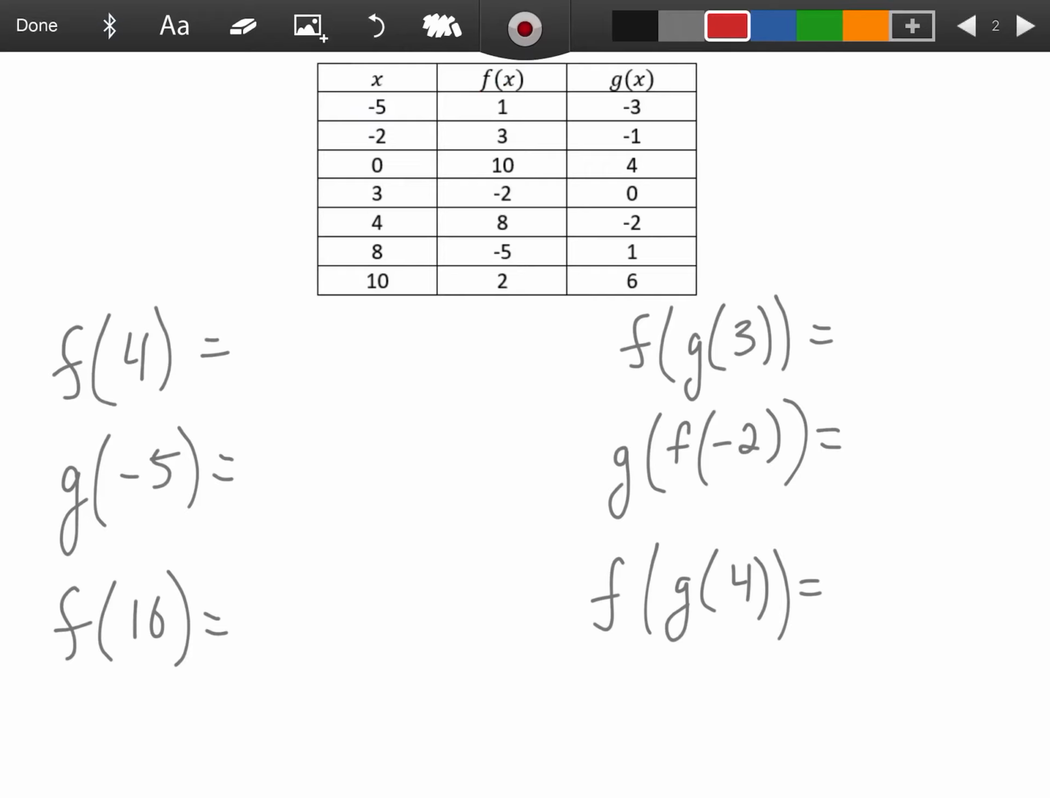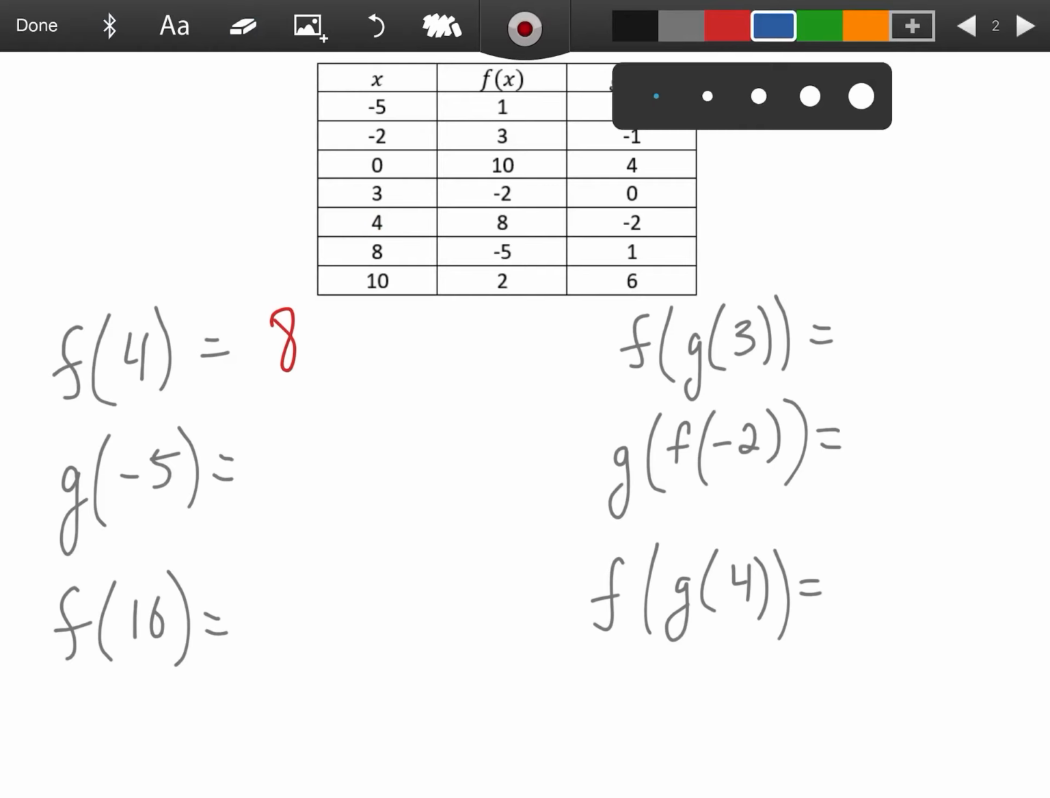On the left, I have just, let's find f of 4. Then on the right is when we have the actual function composition problems. So f of 4, we are going to look. When the x value is 4, what is the f of x value? Well, when x is 4, f of x is equal to 8. So that tells me f of 4 is equal to 8.